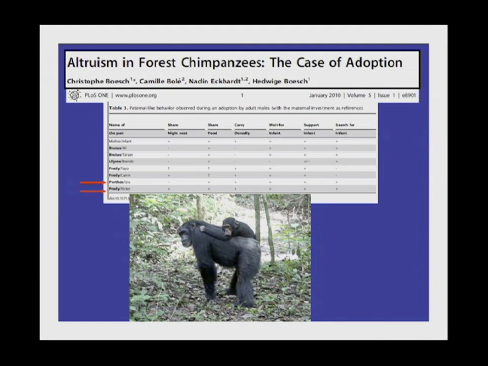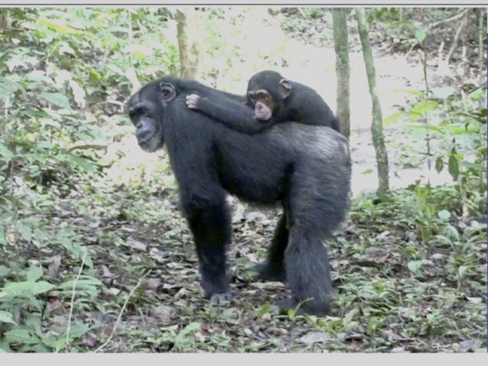Altruistic adoptions. Obviously, mothers may die, and in half of the cases in the Taï forest, the orphans are adopted by another group member, and in half of the cases of adoption, it's a male that is adopting the orphan in the Taï chimpanzees. And in two cases, we could actually test for genetic paternity and show that these two males adopting the babies were not the father of the infant, and they were a true case of altruism.